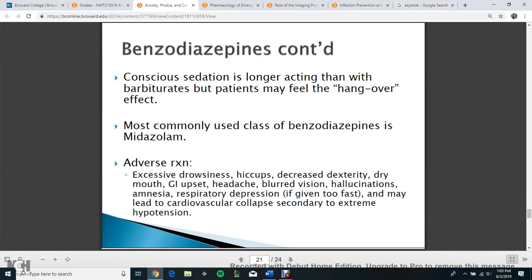Adverse reactions: excessive drowsiness, hiccups, decreased dexterity, dry mouth, GI upset, headache, blurred vision, hallucinations, amnesia, respiratory depression if given too fast. It may lead to cardiovascular collapse secondary to extreme hypotension.